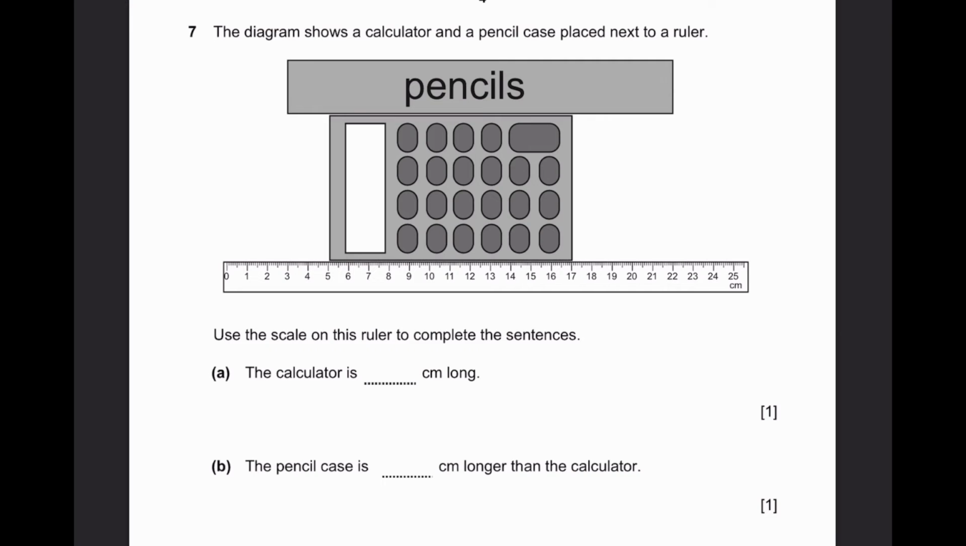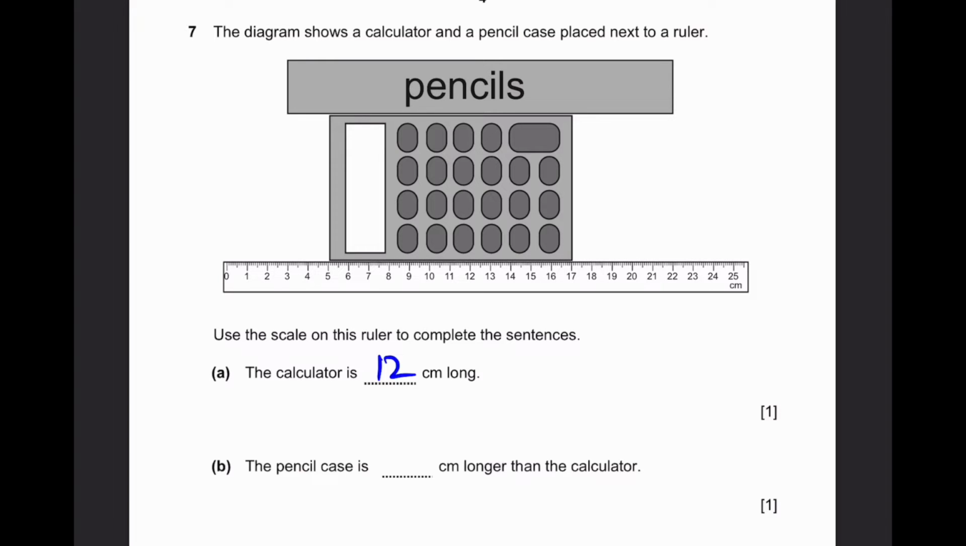Question 7. The diagram shows a calculator and a pencil case placed next to a ruler. Use the scale on this ruler to complete the sentences. A. The calculator is dash centimeters long. We can see that the calculator length starts at about 5 and ends at about 17. So 17 minus 5, 12 centimeters long.